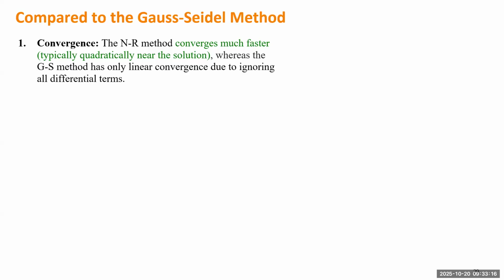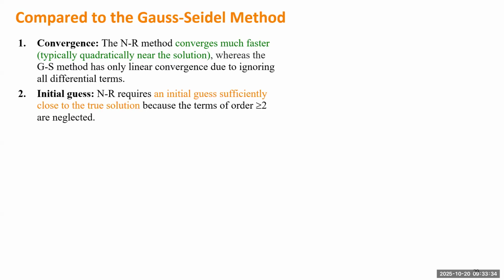So the Gauss-Seidel method is considered to have only linear convergence. Linear convergence doesn't mean it has a linear approximation. It just means its error changes linearly with the gap of the initial guess.